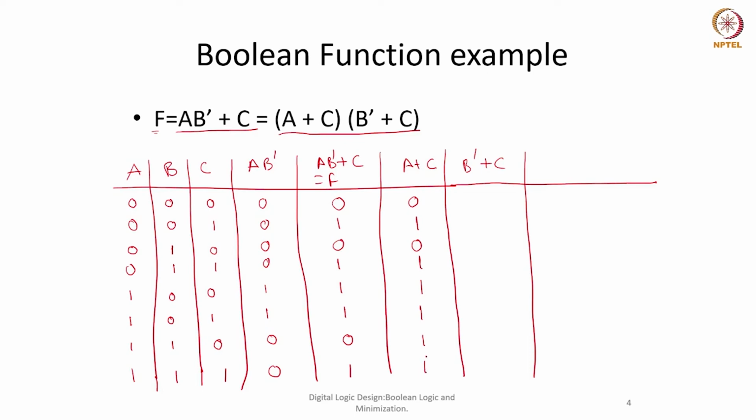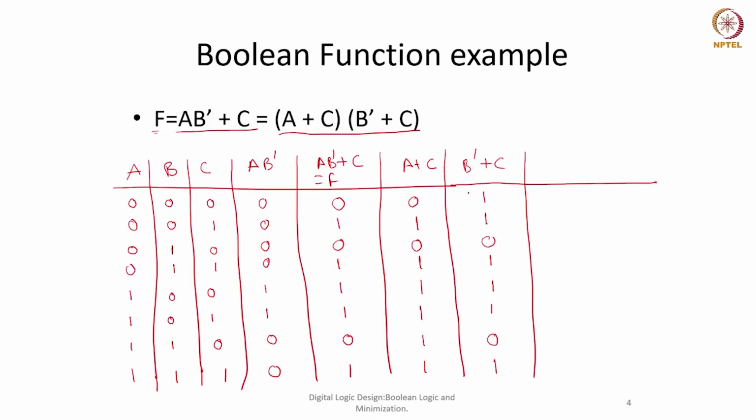Let's see b dash plus c. Now b dash is 1 and c is 0, so this will become 1. B dash is 1, c is 1, this is also 1. B dash is 0 and c is 0, so this will become 0. B dash is 0 and c is 1, so output is 1. B dash is 1 and c is 0, so this is again 1. B dash is 1, c is 1, this is also 1. B dash is 0, c is also 0, this will become 0. And now b dash is 0 but c is 1, so this is 1.